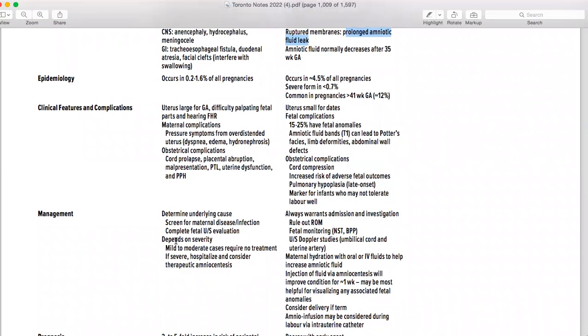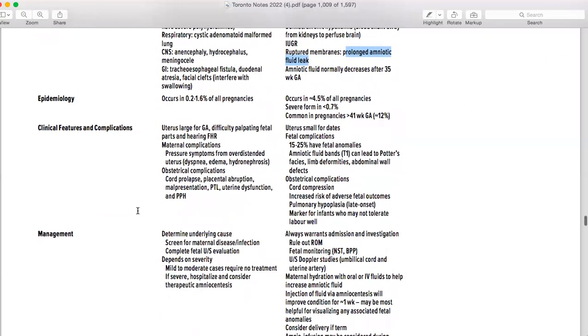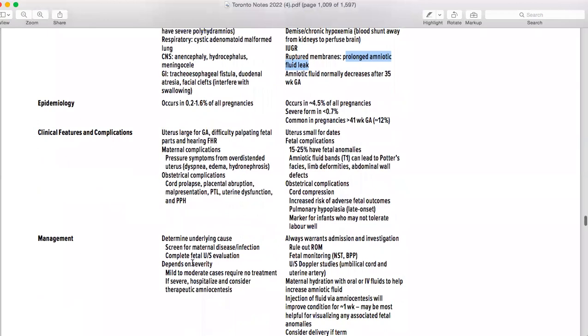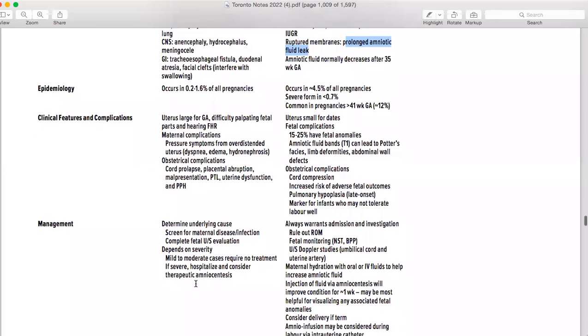Management: what we are going to do is according to the cause. If there is a lot of fluid present, first we are going to check whether there is an underlying pathology going on. So we have to nip the evil in the bud. We are going to find out the cause and treat that one. Screen for maternal disease and infection, then fetal ultrasound evaluation. What we do next depends on the severity. If there is too much fluid, we are going to do amniocentesis and take out some of the fluid.